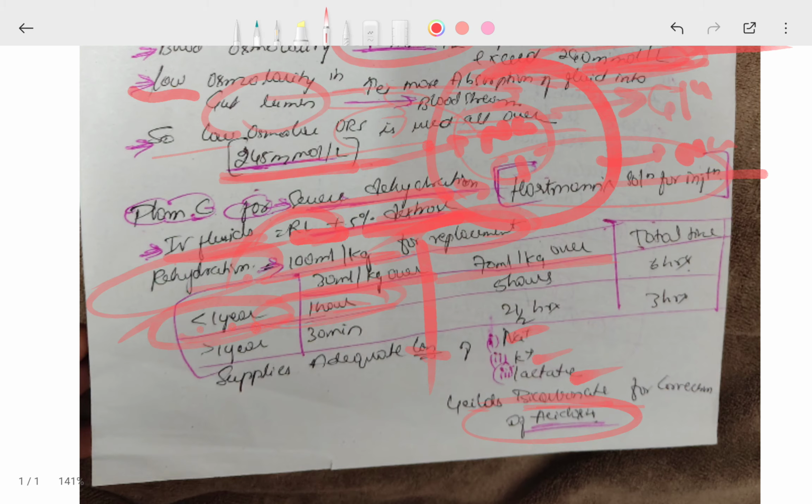So if the child is less than 1 year, you will be giving it slowly over a prolonged time, 1 hour, whereas if the child is more than 1 year, you will give within half of this time, that is 30 minutes for 30 ml per kg. For 70 ml per kg, if the child is less than 1 year, you will give over 5 hours, whereas for more than 1 year you will reduce the time. So overall time, 1 plus 5 is 6 hours, whereas 30 minutes plus 2.5 hours is 3 hours.